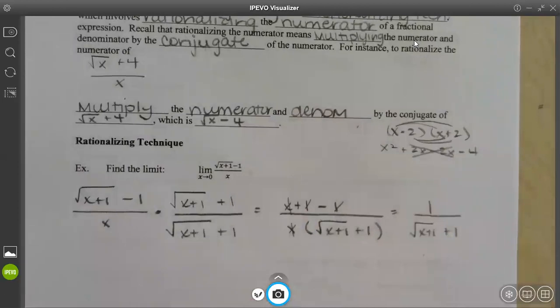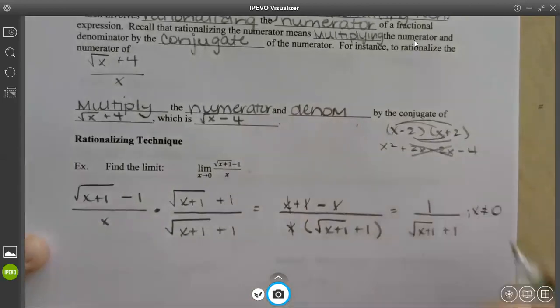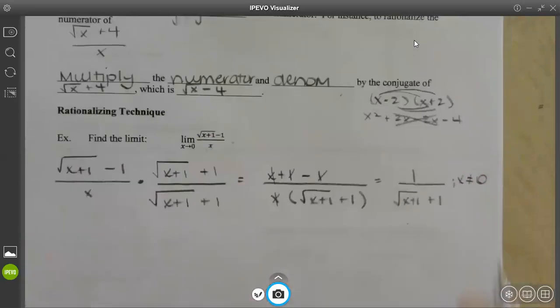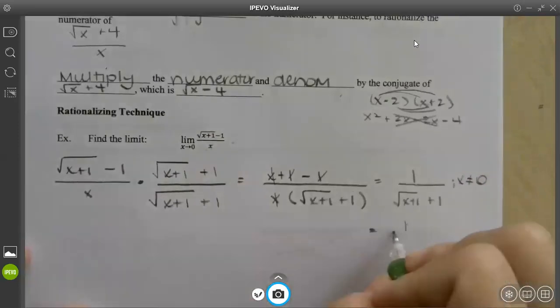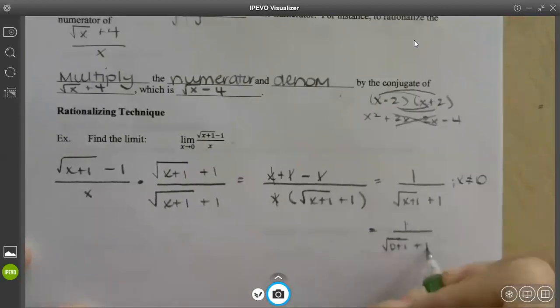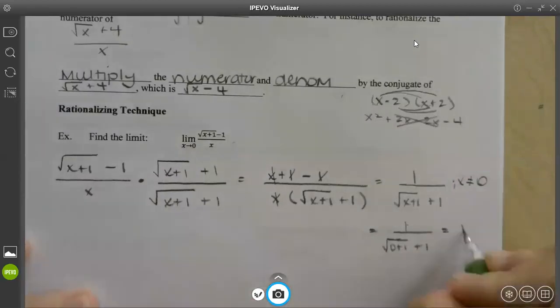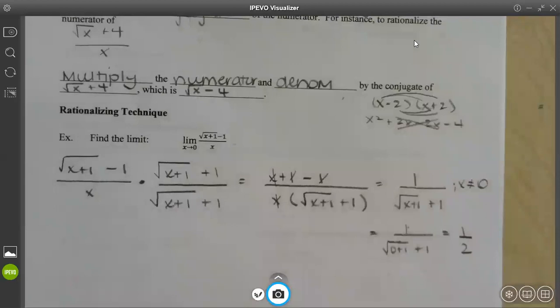Now when I plug in 0, I'm not going to get 0 on the denominator. Remember that x cannot equal 0. So if you see that, that's what it means. And now I'm going to direct substitute. 0 plus 1 plus 1. What's 0 plus 1? Square root is? Plus 1 is? So our limit is 1/2.